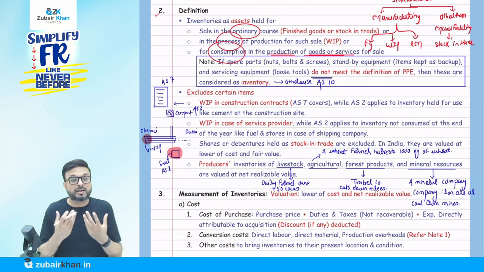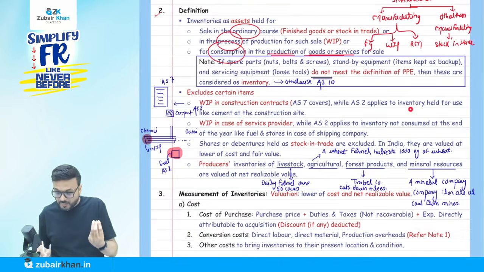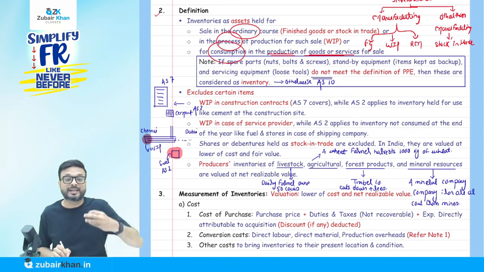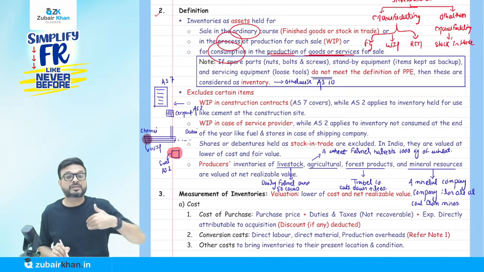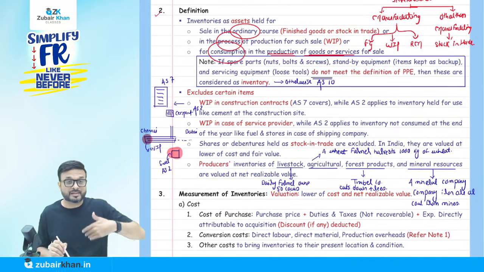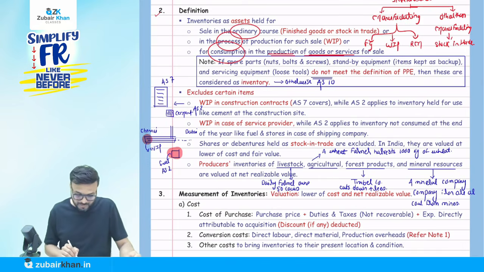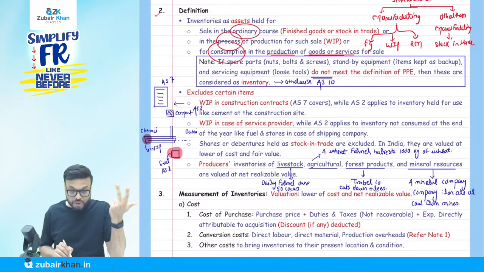Okay, what is covered under Accounting Standard 2? In case of a construction contract, the inventory held for use, like the cement, is going to be covered under Accounting Standard 2. In case of a service industry, certain items that you are going to use to provide the services in future, like the fuel for this ship, are going to be covered here, not this WIP part. Now, the third point is shares or debentures which are held as stock in trade.